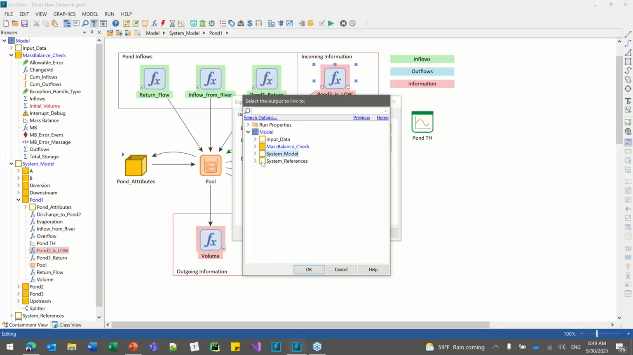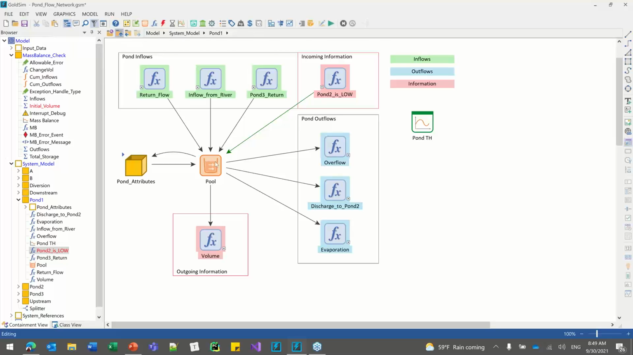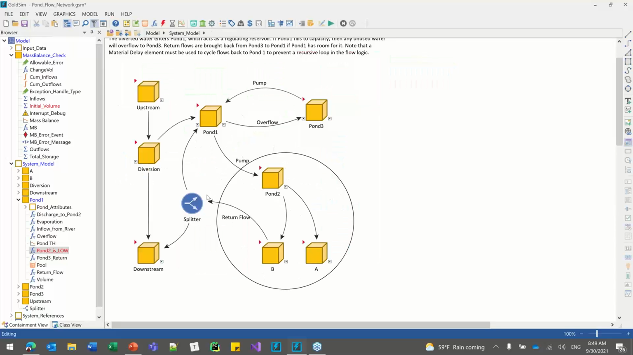So I have this folder called System References, and that's where I put all of these outgoing information references in that container. So pond 2 is low, that's what we're looking for. All right, so then I go back up, and now if I draw a circle around this and I want to do a mini mass balance around just this region, I can already see immediately that there is some outflow going in and coming out right here, and there is nothing else going back up to pond 1. So it's very helpful.